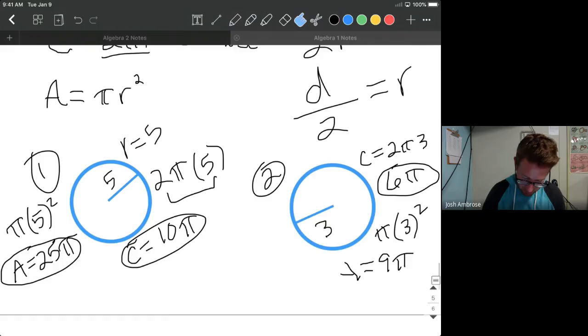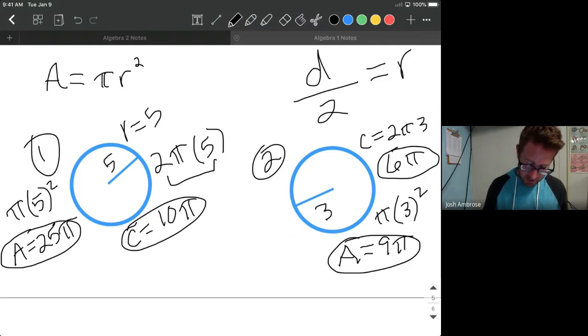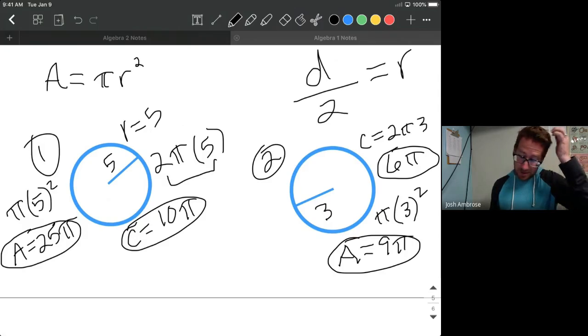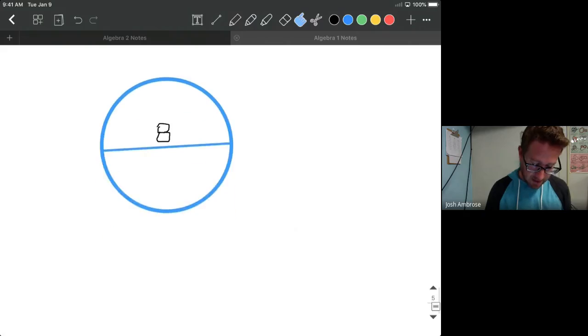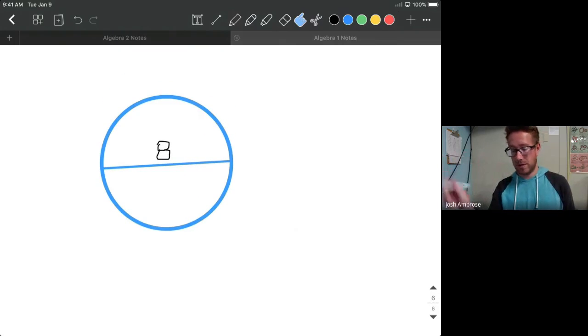All right, sorry about that. And there we go. Area equals 9 pi. Perfect. Let's circle that one. Okay, so that covers the first 2 examples based upon if you were given a radius. Let's do the last example. This one is a diameter. It's all the way across.